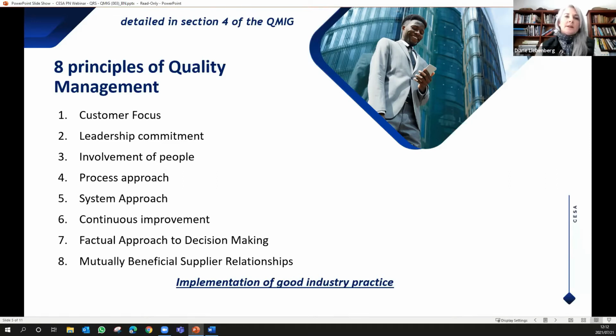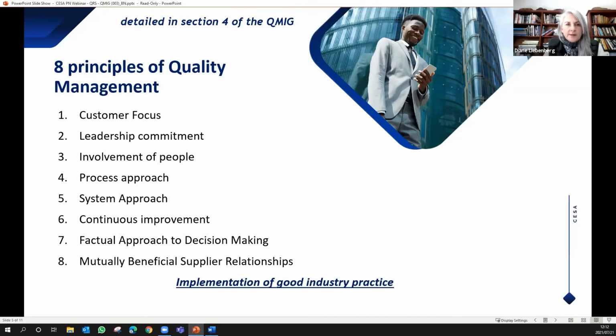The seventh principle is the factual approach to decision making. This is the collecting and analysis of data and then basing of decisions on that data. So you need to have something factual to back up your decisions. An example of data that you can collect could be client feedback, or it could be ratings of service providers based on certain criteria. You need to use this data, you need to analyze it, and then see how you can manage those relationships going forward.